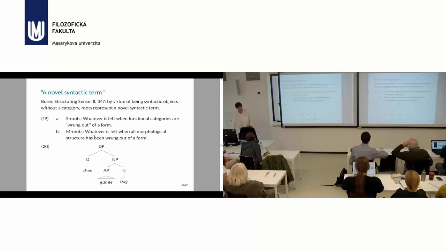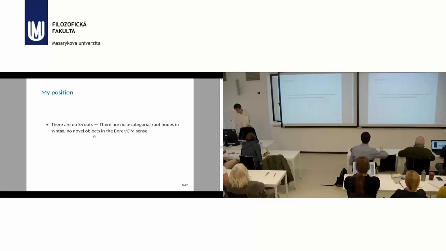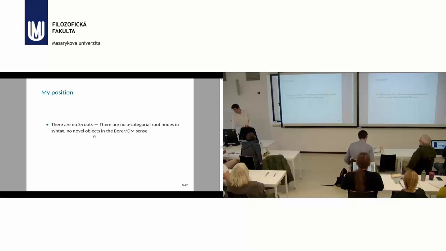I just tried to build up a position that I find comprehensible. If I failed, sorry about it. Now, against that, I want to basically say that there is no need for the notion of a root. I just want to throw it out. There are no acategorial roots or nodes in syntax. That is, there are no such objects in the Borer DM sense. That was a mistake. You should have never gone that way.